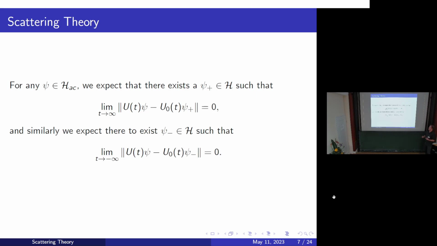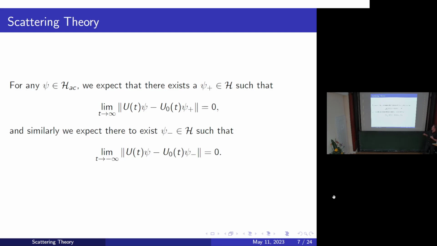Building up to my first definition in scattering theory: if we have an element of the absolutely continuous subspace of the Hilbert space for the perturbed operator, then for physical reasons we expect that a long time after the interaction, we should be able to approximate the evolution of this state by the evolution of a different free state, which we call psi plus. And a long time before the interaction, we should be able to approximate it with a different free state, which we call psi minus.